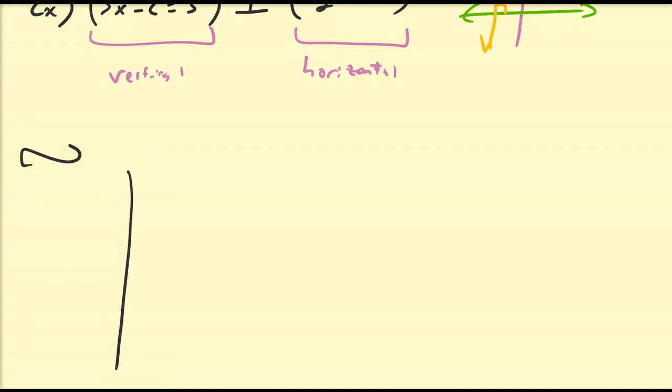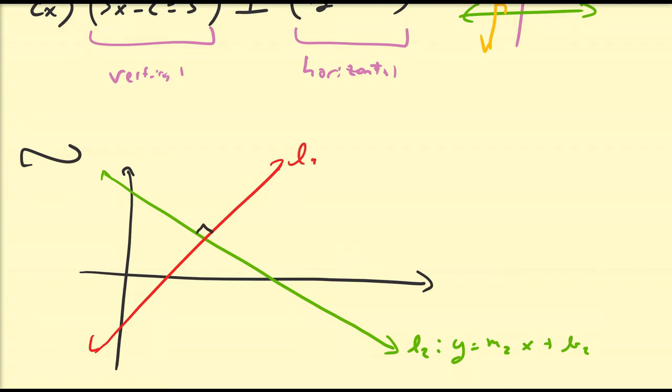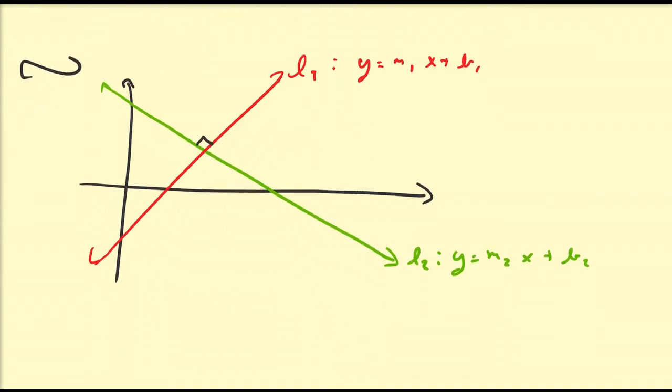So we're going to consider two lines here. Line 1, let's assume, looks like that. Line 2 is given by the equation y is equal to m2x plus b2. And let's consider another line, say going up, and let's assume that they meet at a right angle. Let's assume line 1 has the equation y is equal to m1x plus b1. Alright, so let's begin a formal proof of the theorem.